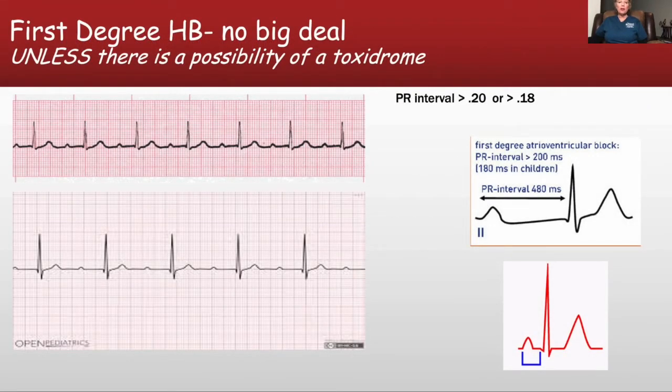We'll talk briefly about first-degree heart block. We will talk about heart blocks in greater detail in our Pediatric Basic Dysrhythmia class on the Life Support Learning Center website. But for now, just know that first-degree heart block is usually no big deal. It just means that the PR interval is over 0.20, over 0.18 in the infant, and there's a lot of kids who have a first-degree heart block, and it's no big deal.